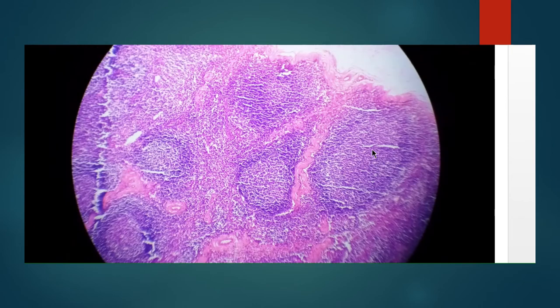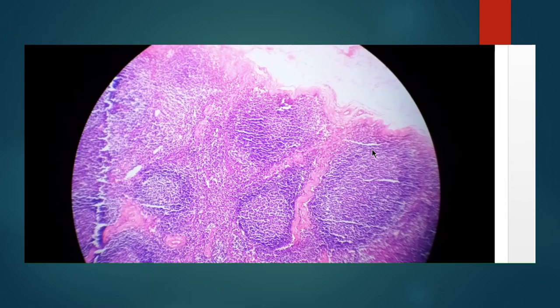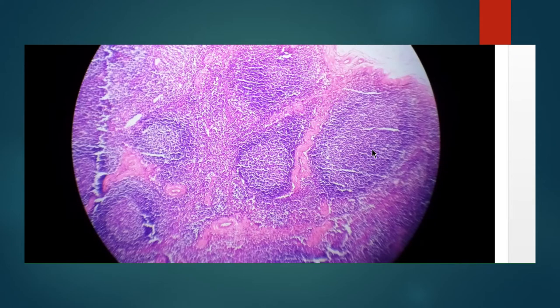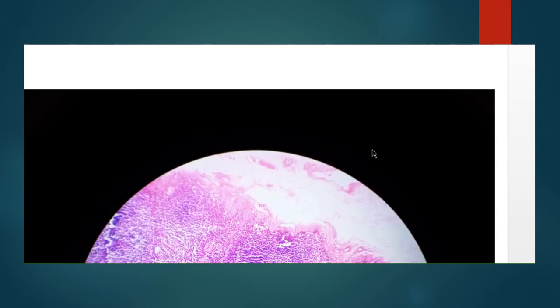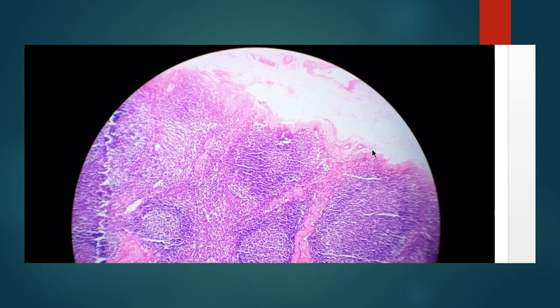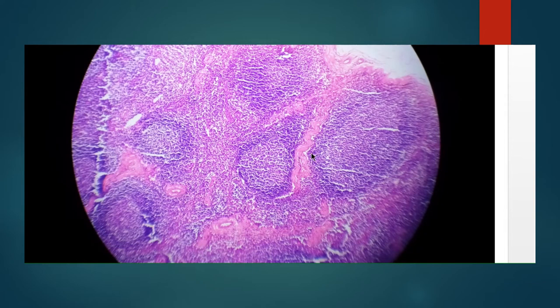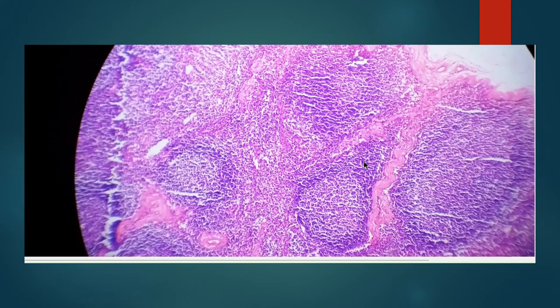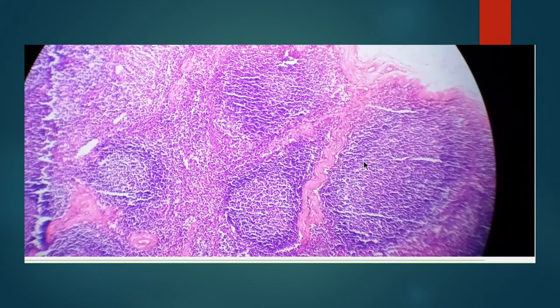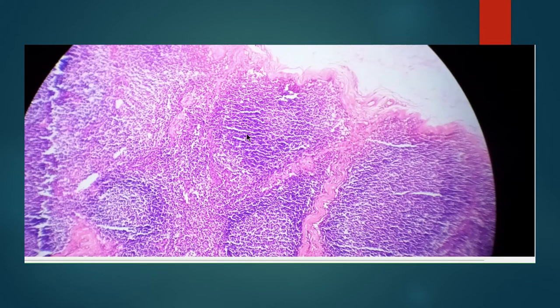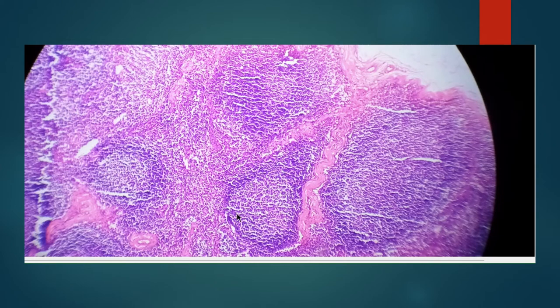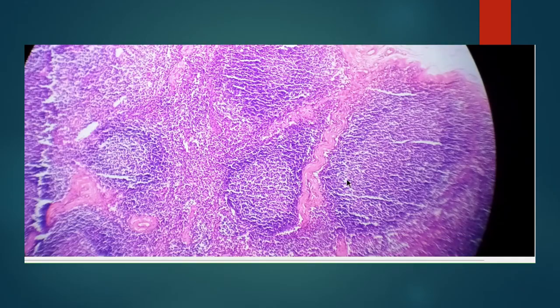So this is also a lymph node. We have come to another picture. That is your 4x picture, and this is your 10x picture, 10x of a lymphatic nodule. Let me focus and zoom it. Can you identify any vessel here in the lymphatic nodule? No, here also you cannot identify any lymph vessel. So if there is an absence of vessel, that is nothing but your lymph node.